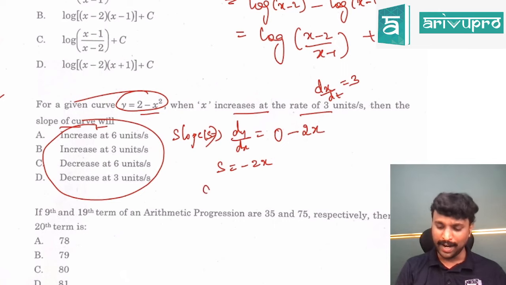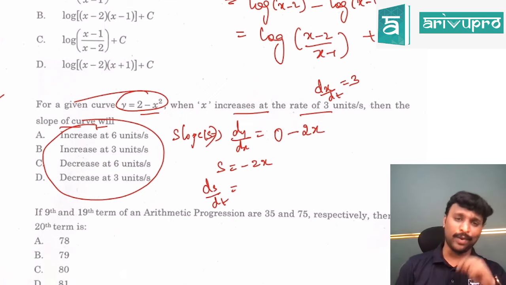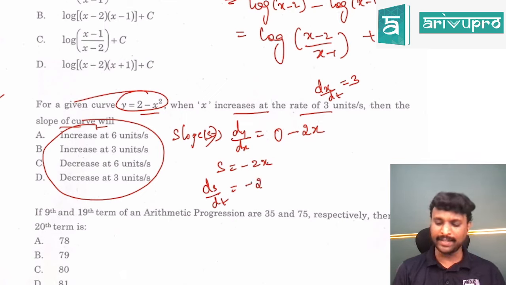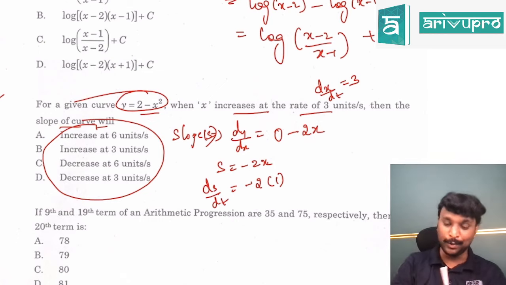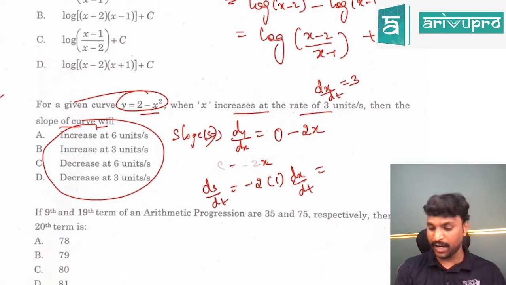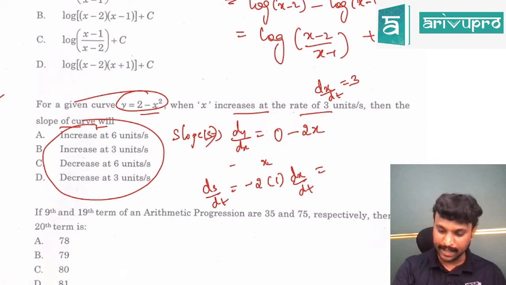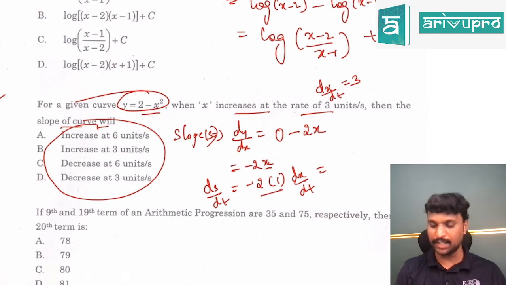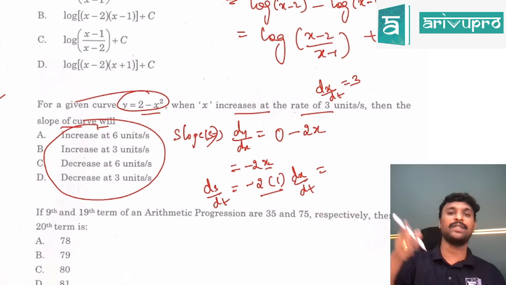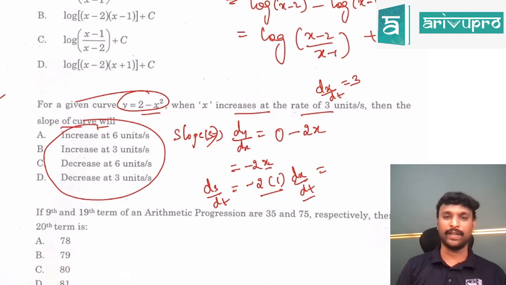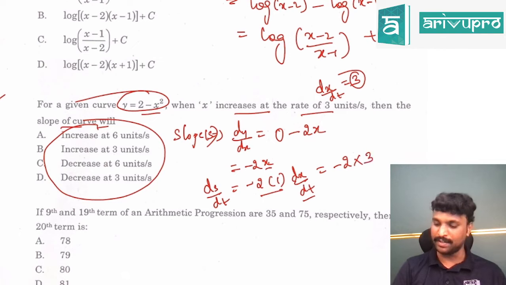So what do you need to find out? ds by dt, because you need the rate of change of the slope. So what is ds by dt, guys? The derivative of x is 1, but you are differentiating x not with respect to x but with respect to t, therefore dx by dt. Is it clear? If you were differentiating minus 2x with respect to x, it would have been just minus 2 into 1. Since you are differentiating x with respect to t, you have to write dx by dt along with that 1. So it is minus 2 into dx by dt, which is already given as 3.